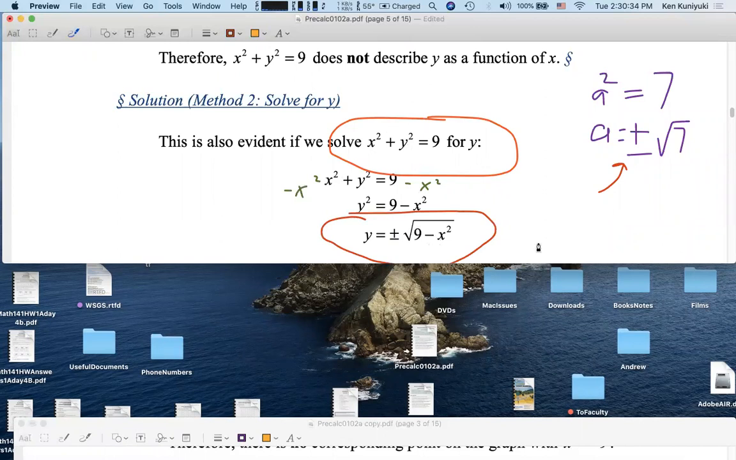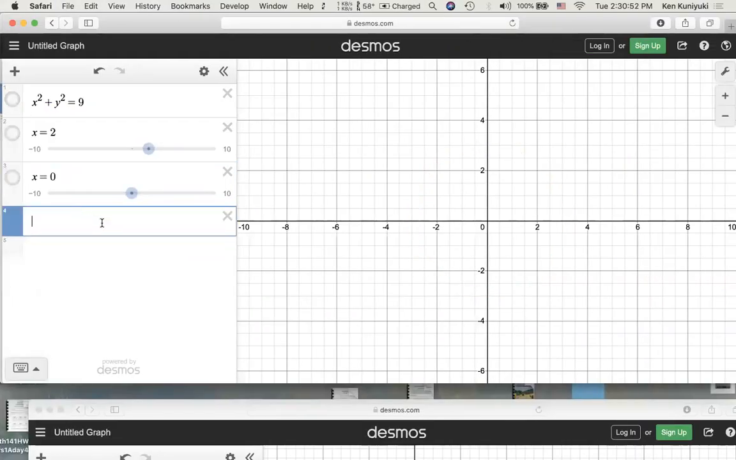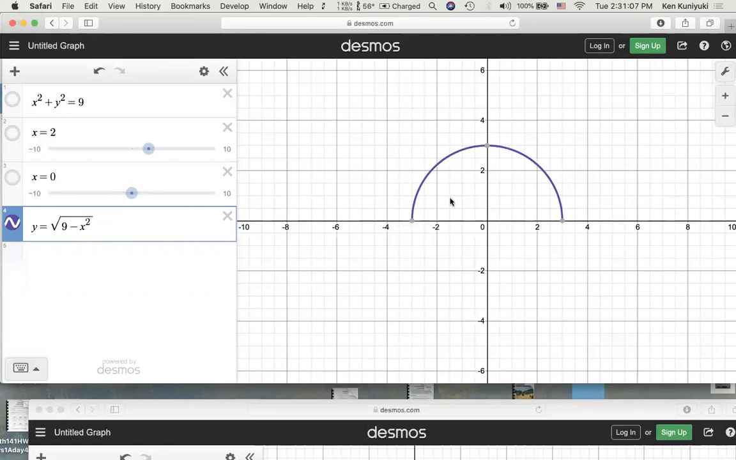How would I get the top half of the circle? What would you enter into Desmos to get the top half of that circle? You would take y equals straight up root 9 minus x squared. You delete the plus minus. Let's do that. So on Desmos, let's have it graph y equals the square root of 9 minus x squared. Look at that. We have the upper half of that circle. And this graph does pass the vertical line test. That indicates that y equals root 9 minus x squared does express y explicitly as a function of x.